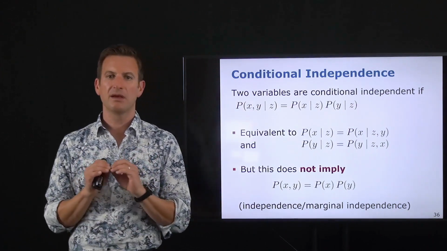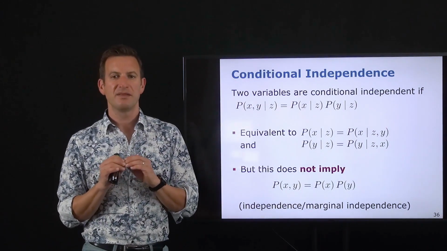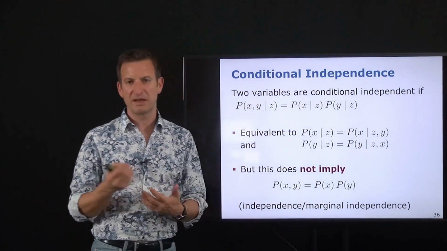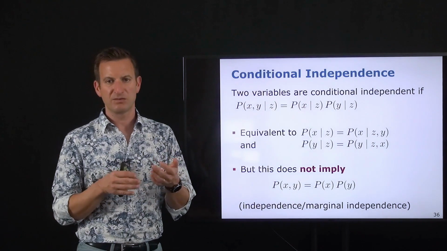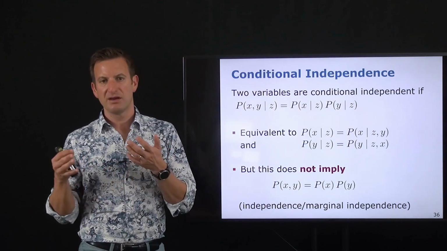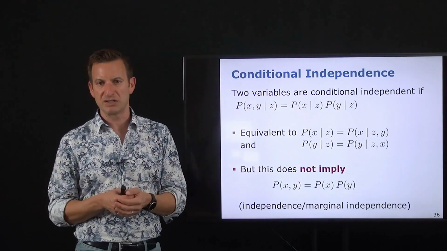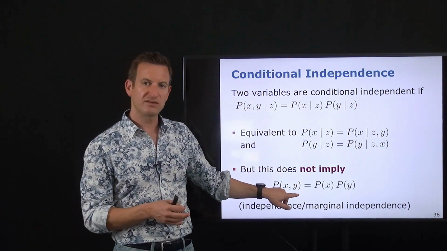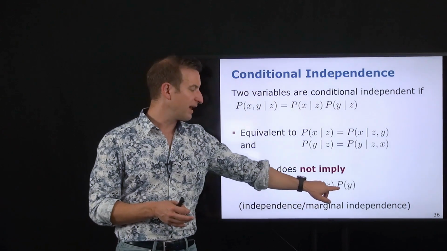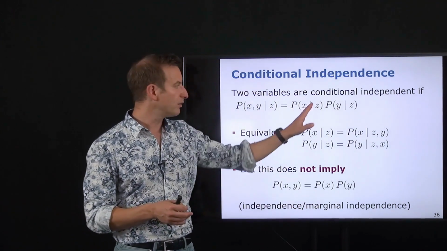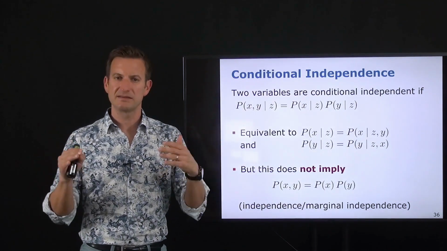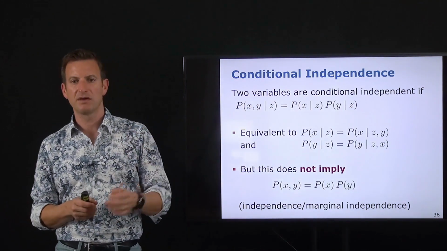But the important thing, which you need to take into account, is that this does not imply independence, also called marginal independence, if you want to distinguish explicitly the conditional independence from the regular independence. So that does not mean p of x and y is p of x times p of y. It only holds if we have that background information. It may hold, but it doesn't imply that. That's kind of important to note.